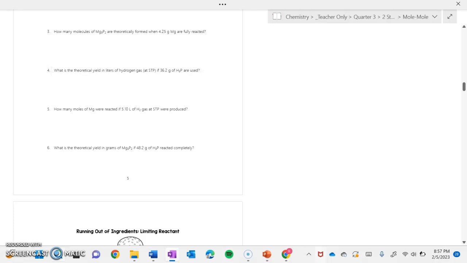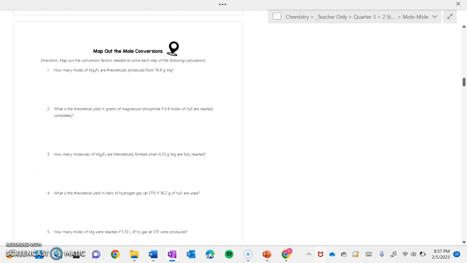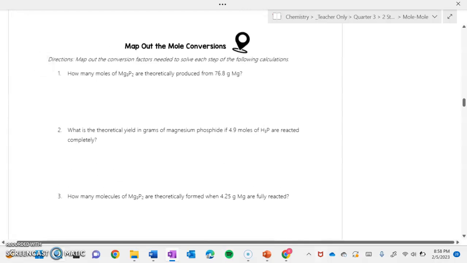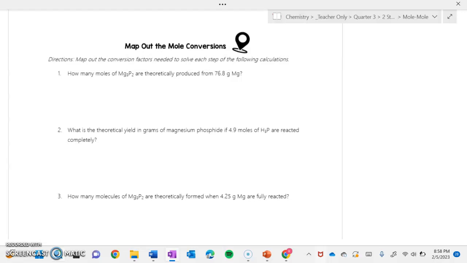Now, I wanted to clarify on page 5, it says map out the conversion factors needed to solve each step of the following calculations, but you do not need to actually solve these. You just need to map it out. So what I mean by that is tell me what conversion factors you will be using in each step to be able to convert properly.